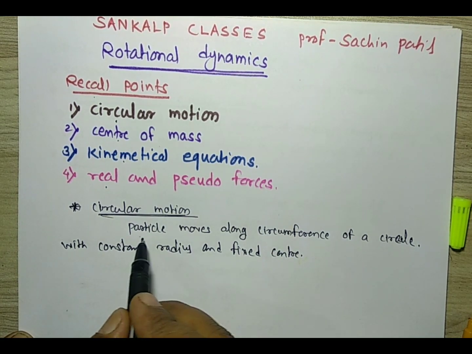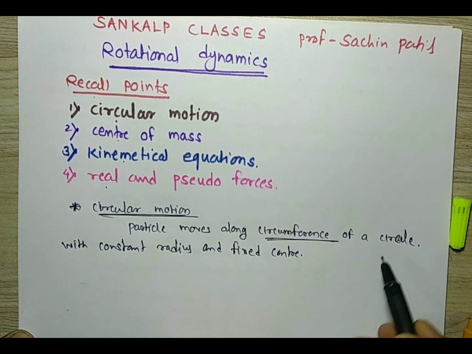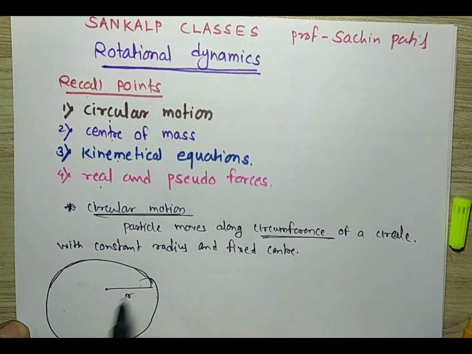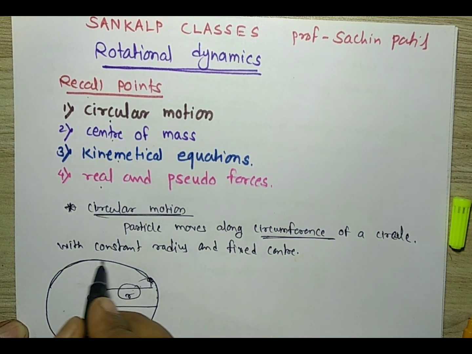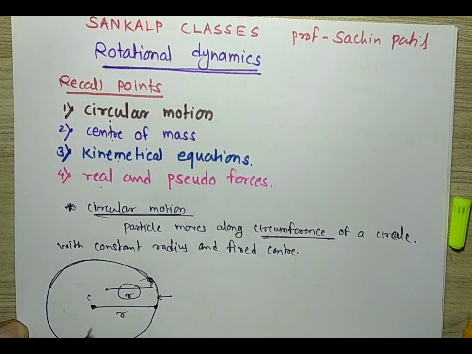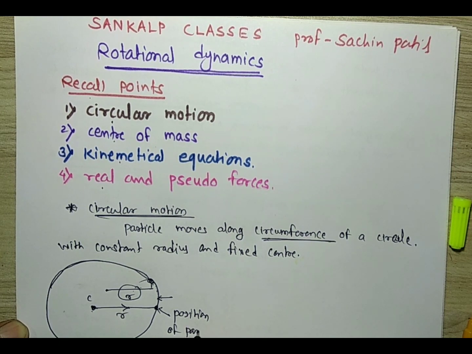Here, first of all, the particle moves along the circumference. What is the circumference? When we draw a circle with a particular radius r, you will get the circumference. This is the center of the circle and r is the radius of that circle. Then the particle moves along the circumference of the circle. At that time we draw a vector from the center of the circle to the position of the particle. This is the position of the particle, and this is called a radius vector.